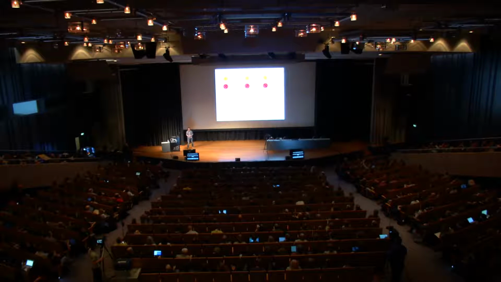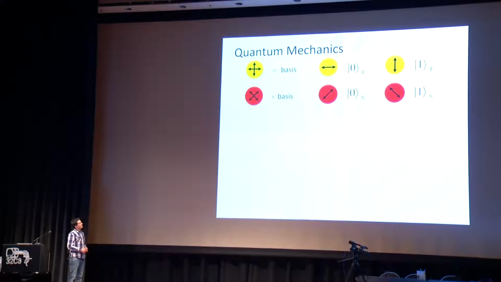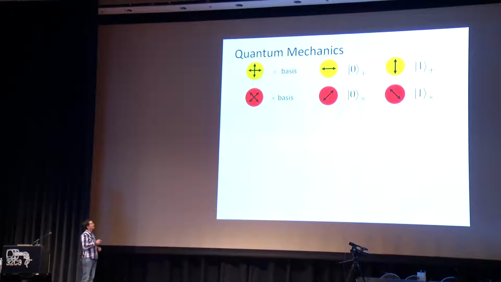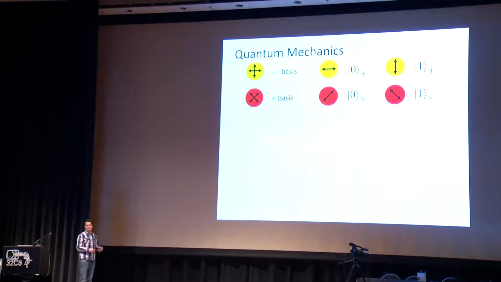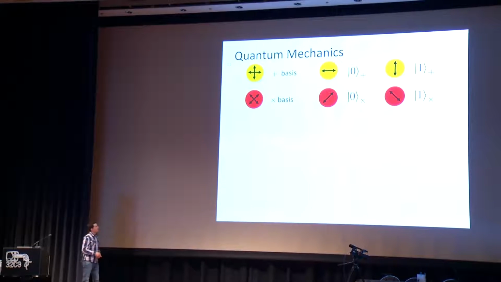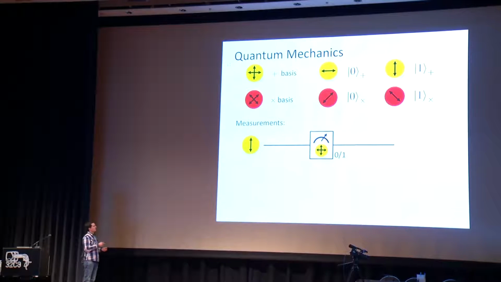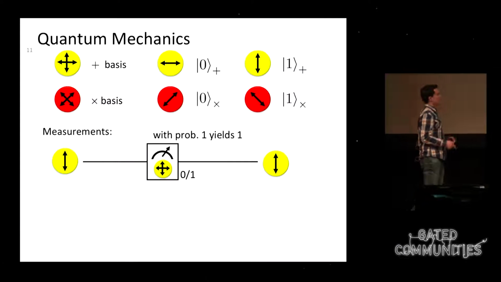So here's a quick summary. What we've learned so far is that there are funny states. You can actually produce them. It's not that hard. We use the yellow and the red color for it. What you can do is measure them. Let's take the one state and measure it in the computational basis. You will get outcome 1 with probability 1. You don't change the state at all.